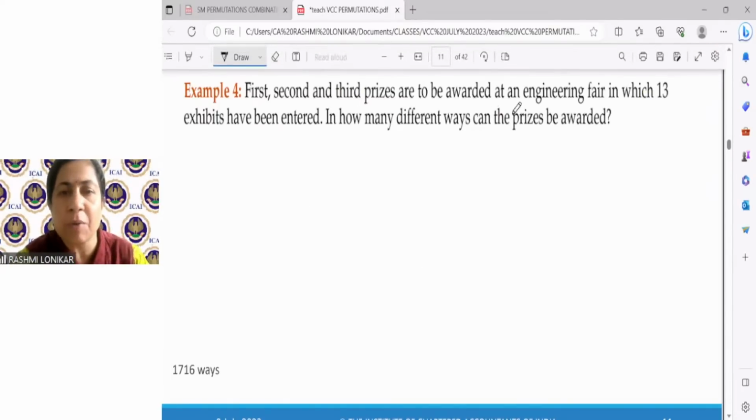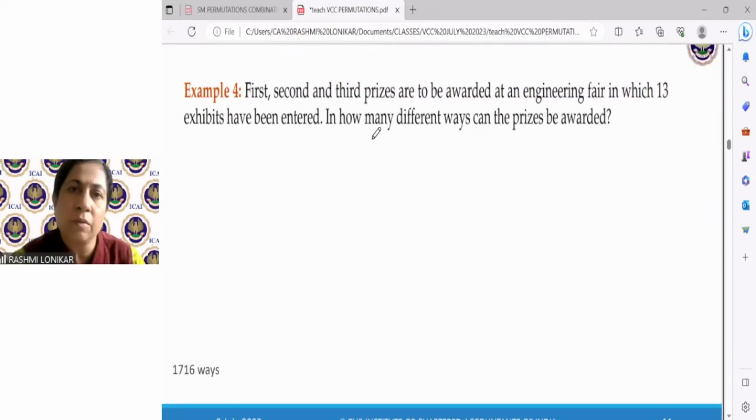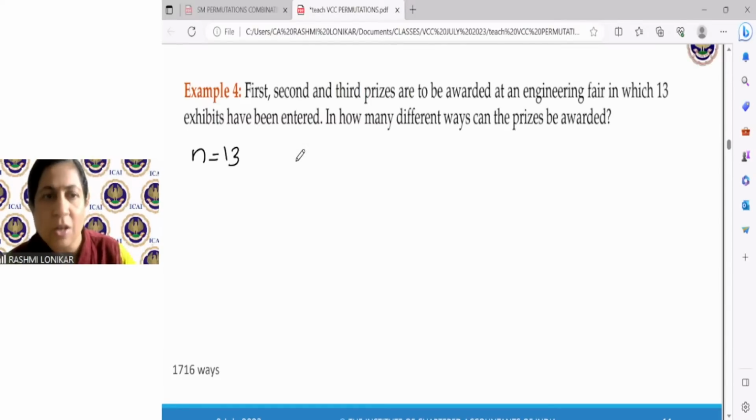First, second, and third prizes are to be awarded at an engineering fair in which 13 exhibits have been entered. How many different ways can the prizes be awarded? So how many exhibits are there, how many people are eligible to get prizes? That is n. n is equal to 13. How many prizes are there? Out of these 13, how many have to get prizes? 3. So my r is 3.